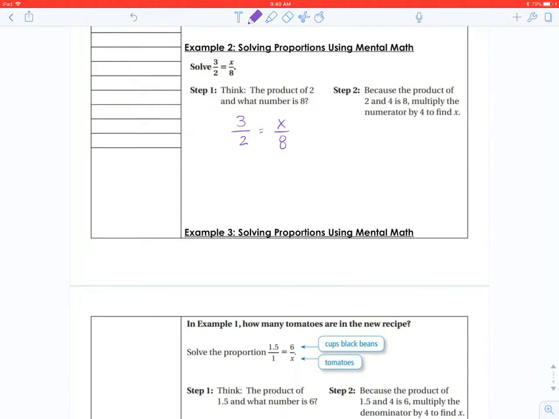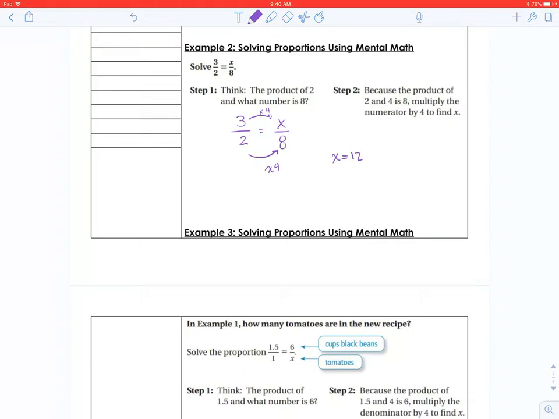Now, the way that it wants us to solve this out isn't using cross products, but it is comparing the numerators and comparing the denominators. As it says, step 1 asks to think about the product of 2 and what number is 8. So what do we need to multiply 2 by to get to 8? And we would say we need to multiply it by 4. And so step 2 says, because the product of 2 and 4 is 8, or 2 times 4 is 8, multiply the numerator by 4 to find x. So you would multiply 3 also by 4, because whatever you do to the top, you need to do to the bottom, and you would get that x is equal to 12.